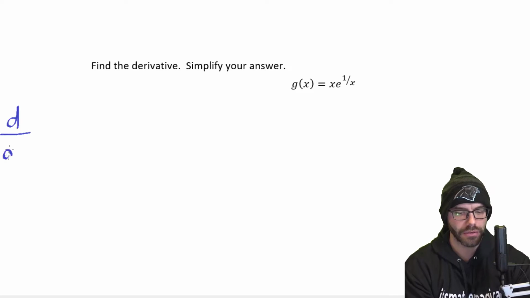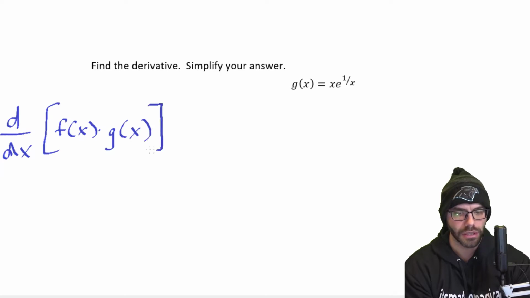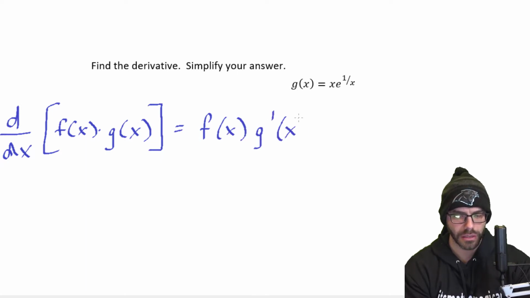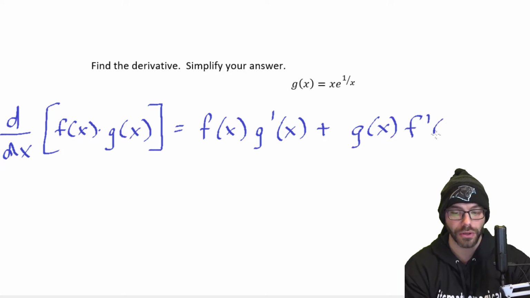So if I have two functions being multiplied together, f of x times g of x, remember the first times the derivative of the second plus the second times the derivative of the first.